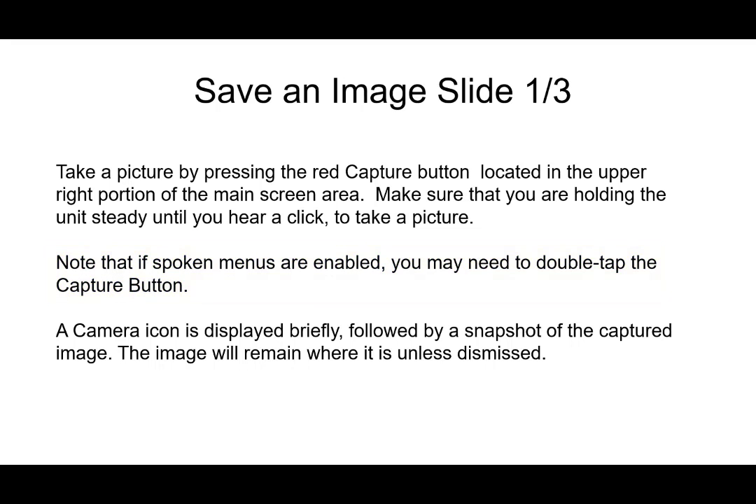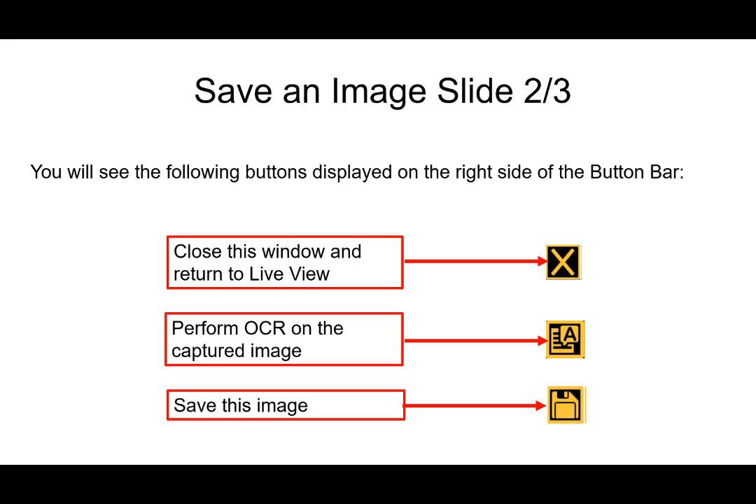After the button is pressed, a camera icon is going to be displayed on the screen very briefly, for about 5 seconds or so. After that disappears, there's going to be a snapshot of the captured image, and it's going to remain where it is until it's dismissed. We've reviewed these buttons already, but let's just take another look.